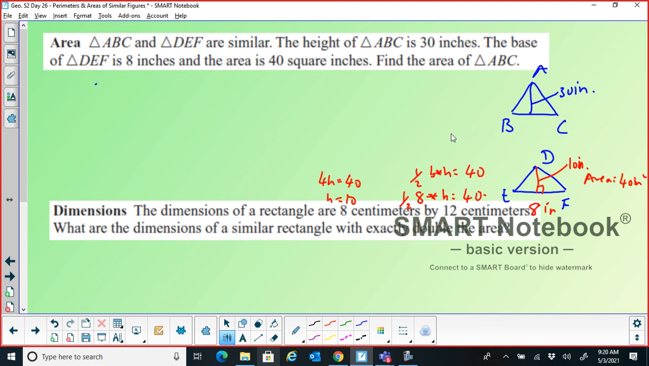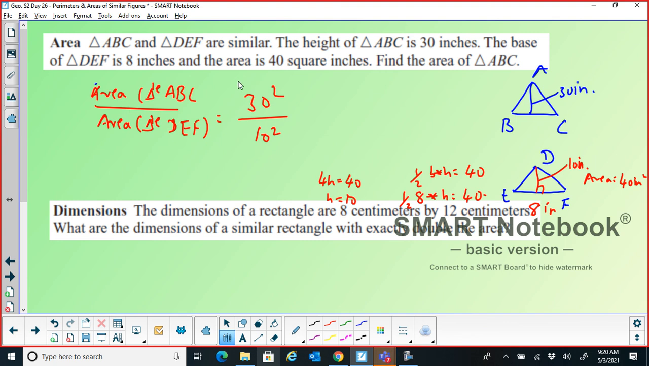We can write here: area of triangle ABC divided by area of triangle DEF. We know that they are in the ratios of side squared, and it's also true for the height. Okay, so we can keep here height squared. Height here is 30 inches, and in this case it is 10 inches.